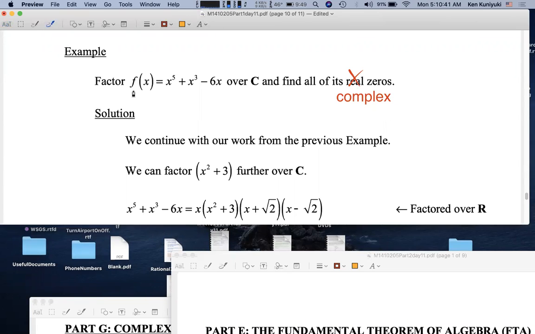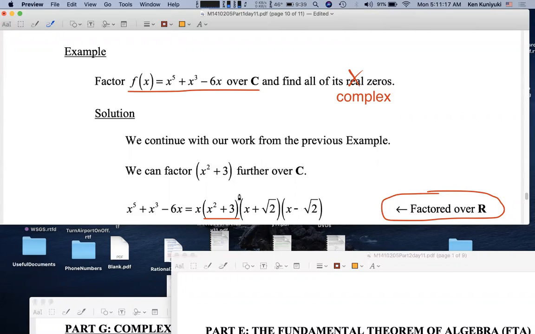Hi everyone, let's now factor our polynomial over C, the set of complex numbers, and find all of its complex zeros. That's a typo there. So we've already factored this polynomial over R, the set of real numbers. Which of these factors can now break down over C? X is good. These two other linear factors are also good.